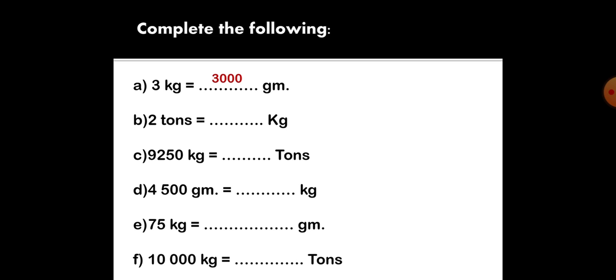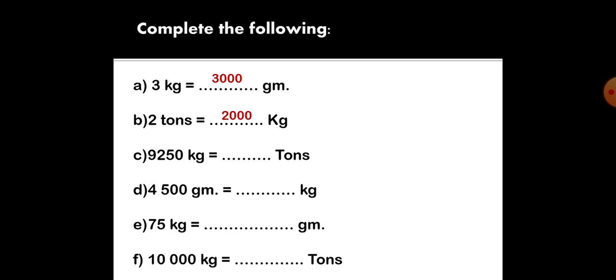Number B, 2 tons equals how many kilograms? I'm going from big to small as in the previous one. So each ton has 1000 kilograms. That means I should multiply 2 by 1000. It will be 2000.